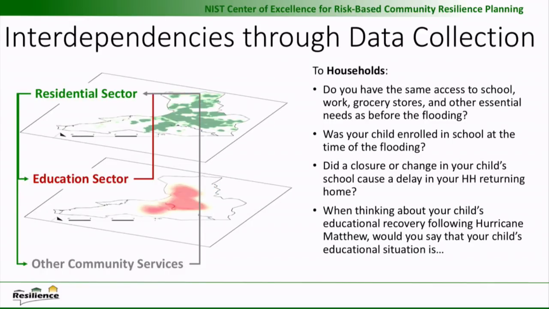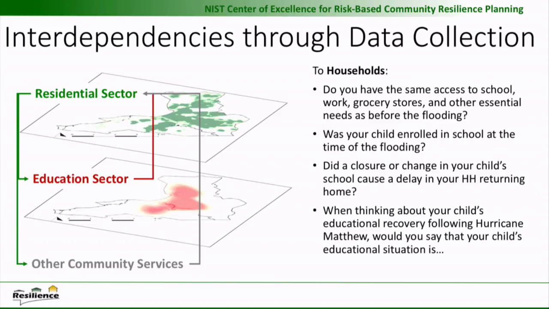Again, we're looking at the connection and the access between these services. So here we look at the education sector and residential sector, as well as a broader set of community services. And we want to know a series of things that may delay a household in returning. So now we're getting beyond just the employment, and we're thinking about access. What are the access to services? What about the child's school, place of school enrollment, and a closure or a change of that school? And then the educational recovery of the children.